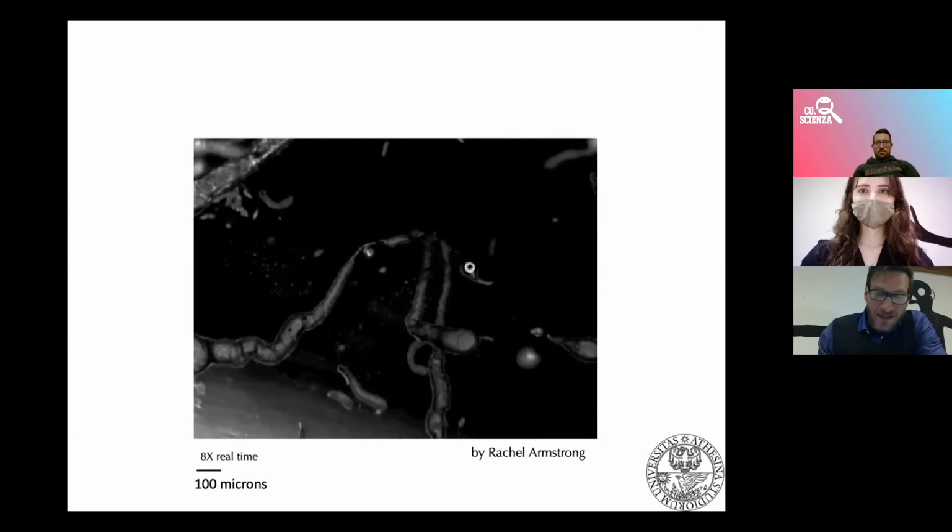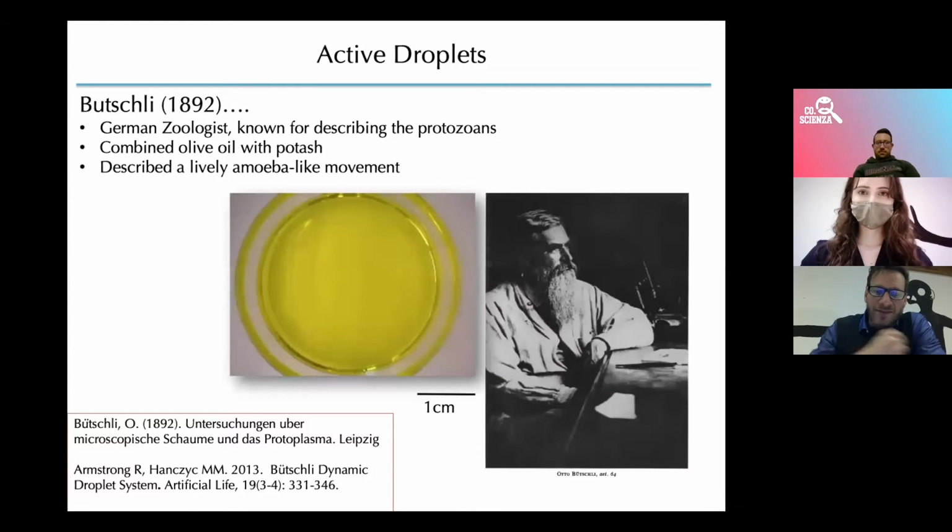But they're not. What they are are simple chemical experiments, and they're based on this historical example by a zoologist named Bütschli, who was studying protozoans like the amoeba. And he was interested in the actual dynamics and the physicality of these types of organisms. And so what he did was made droplets, and he activated them. And I think this is the first historical example of someone trying to make, let's say, an artificial organism for the purpose of science.